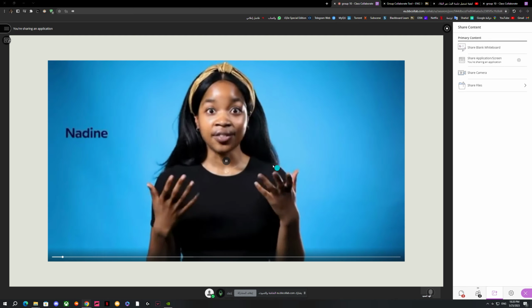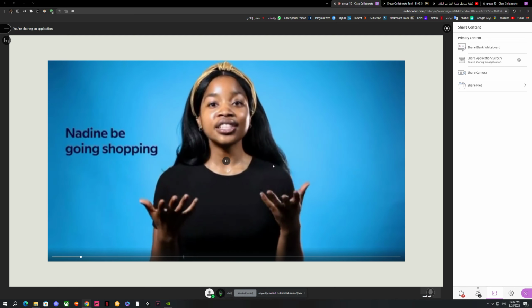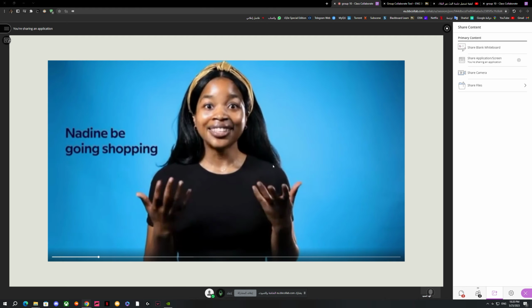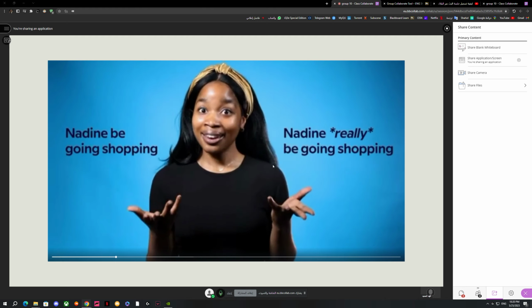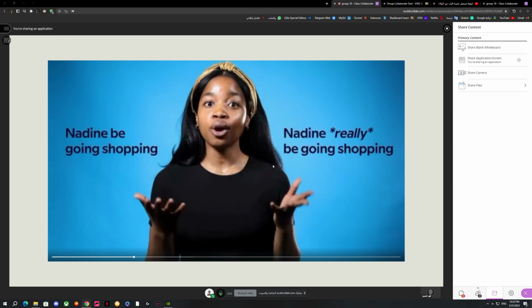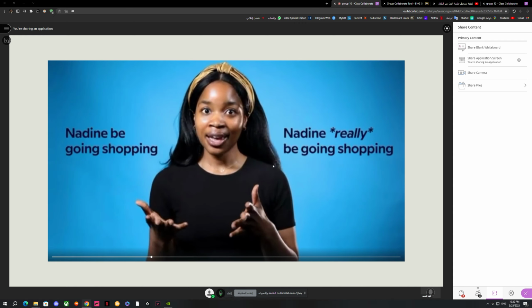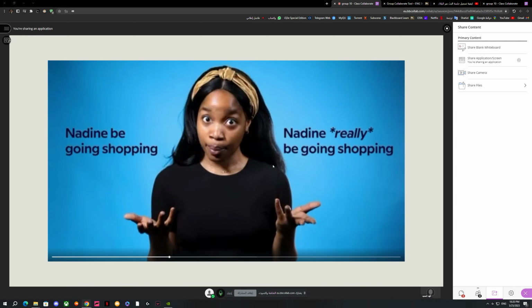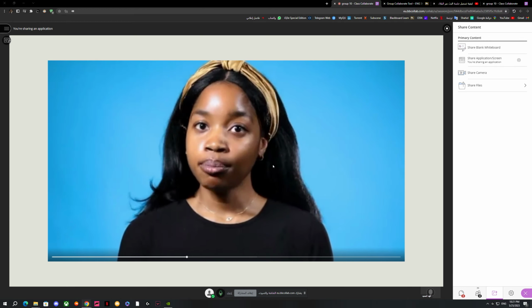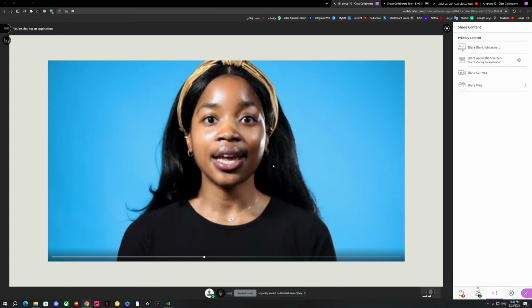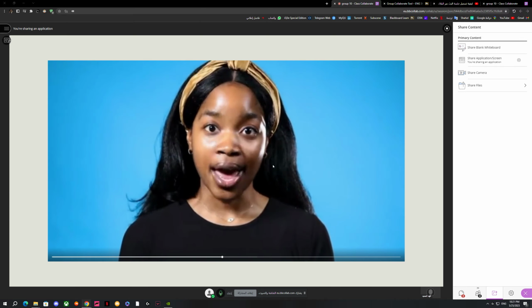Example sentence: "Nadine be going shopping." The listener understands that, dang, Nadine really loves to shop and does it frequently. Depending on the tone in which this is said, it could imply that Nadine is a shopaholic. But like in most languages, context and tone can have a huge impact on meaning.